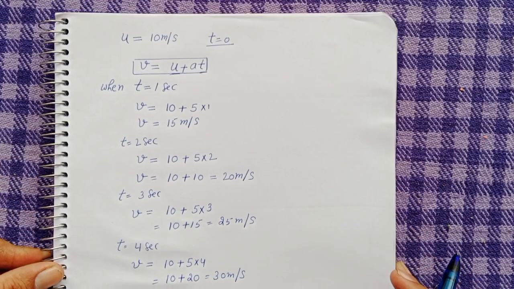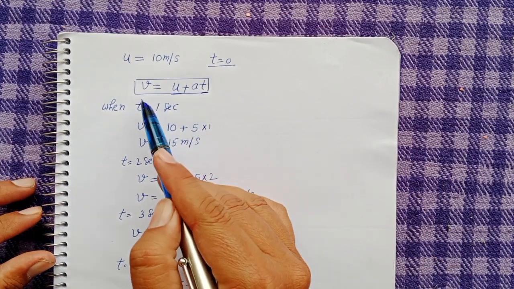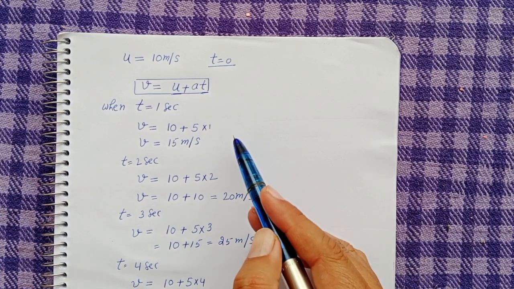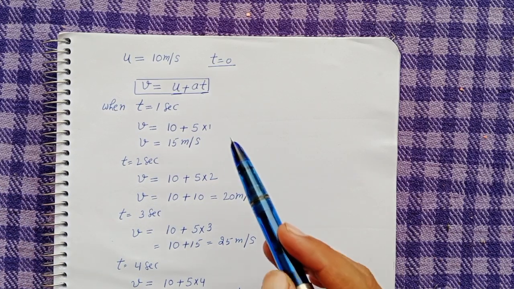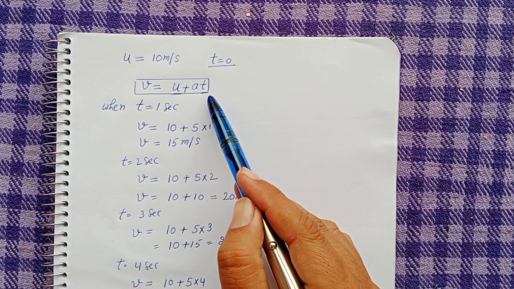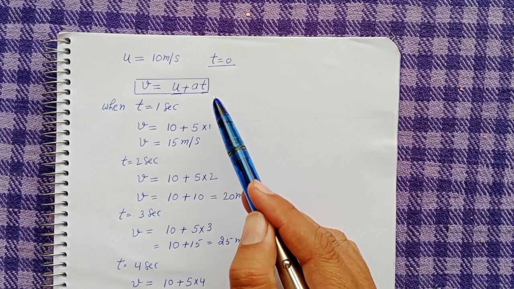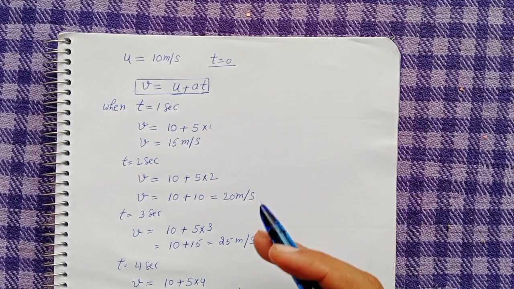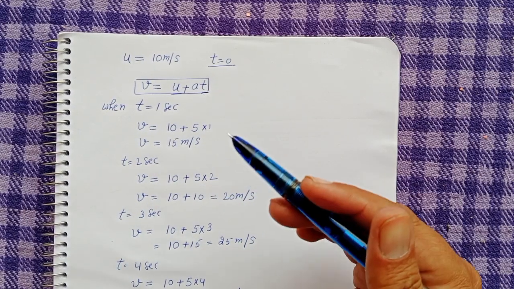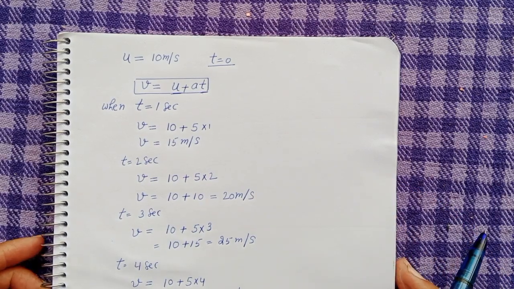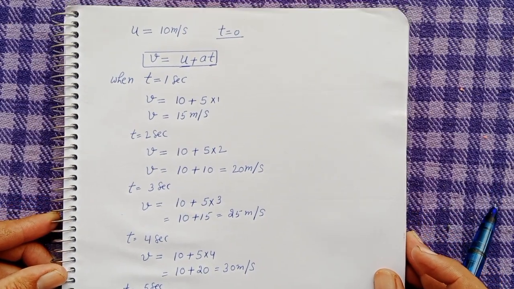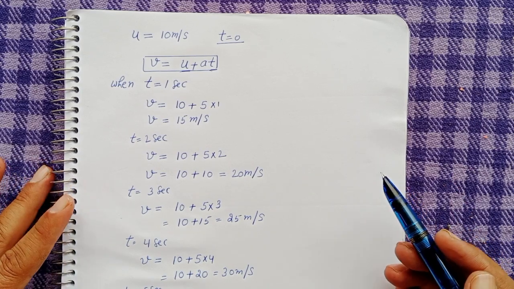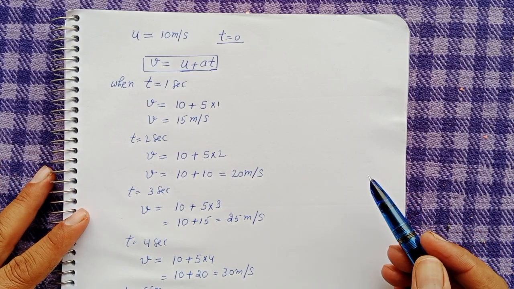So using the relation v equal to u plus at, we have calculated it for time 1 second, 2 second, 3 second, 4 second, 5 second. You can put more values of time, that is 6, 7, 8. It's on you. Now the rest of the topic we will do on the board.